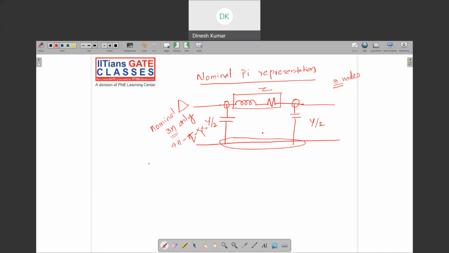So we can find the ABCD parameters of this. You write the ABCD parameter of each element: that is 1, 0, y by 2, 1. And here it will be 1, Z, 0, 1. Here it will be 1, 0, y by 2, 1. We multiply these 3, we will get the values.